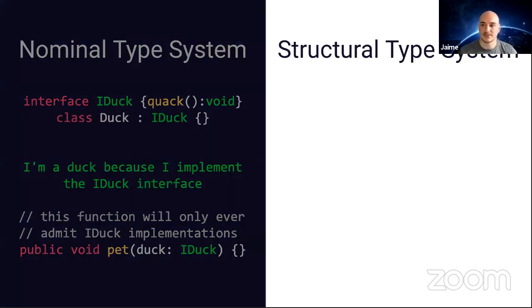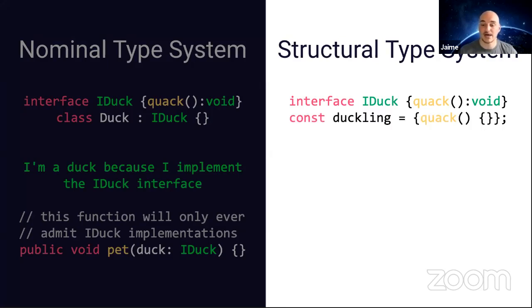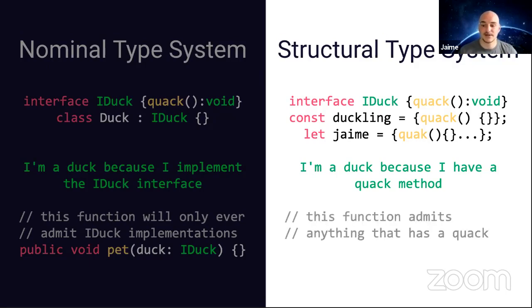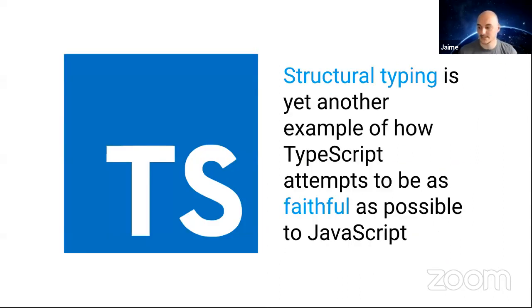In the structural types world, if we have an interface IDuck with a quack method, we have a duckling, just an object with a quack method. We have Jamie that can quack, quack, quack. Then I'm a duck because I have a quack method. And this function will admit anything in the universe that has that quack method. So that's the difference between a nominal type system and a structural type system. This is another example of how TypeScript attempts to be as faithful as possible to JavaScript.